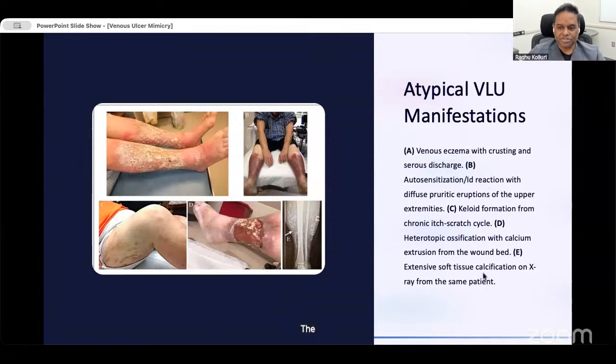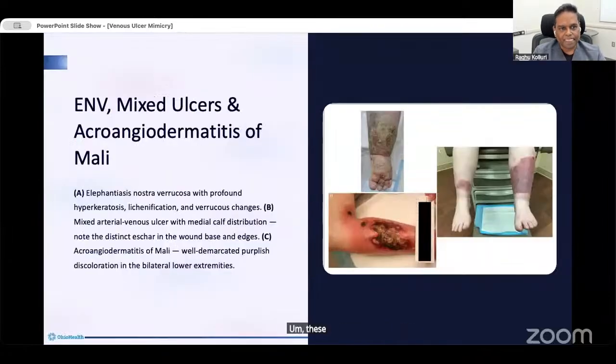The other presentation is heterotopic ossification because of the ossification of the subcutaneous tissue. You can see on the X-ray multiple stones. This is courtesy Josh Beckman, where you can actually see these stones extrude out of these venous ulcers.